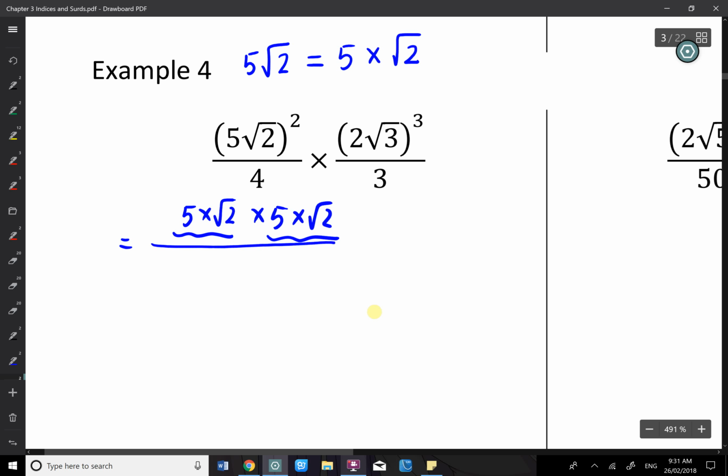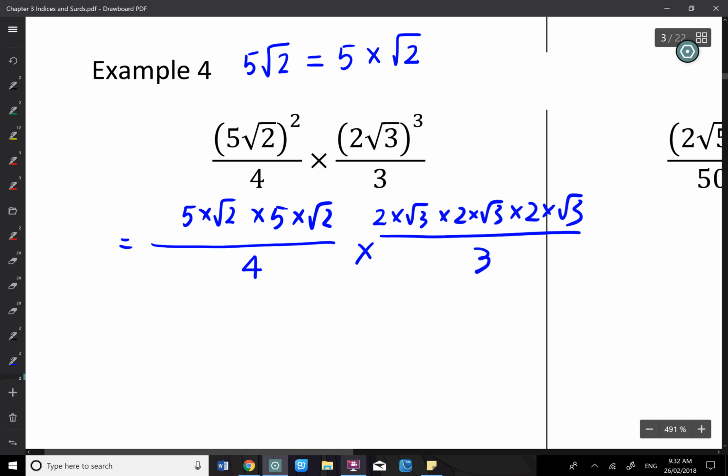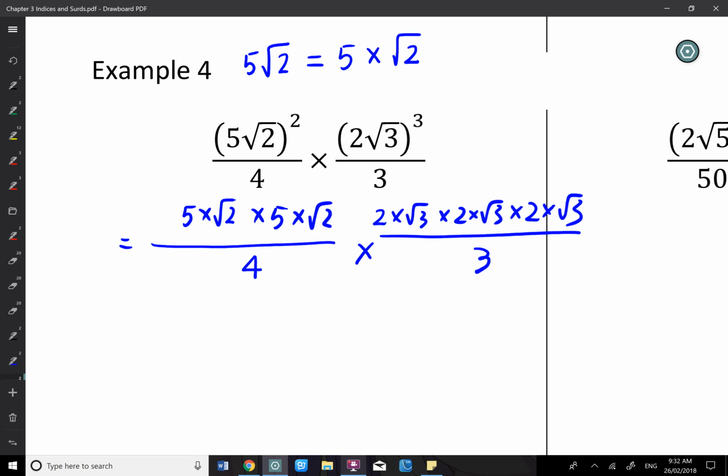Over 4, times 2 root 3. So I'll separate that: 2 root 3 times 2 root 3 times 2 root 3, over 3. You need to square or cube the whole number, and also you need to cube or square the third.